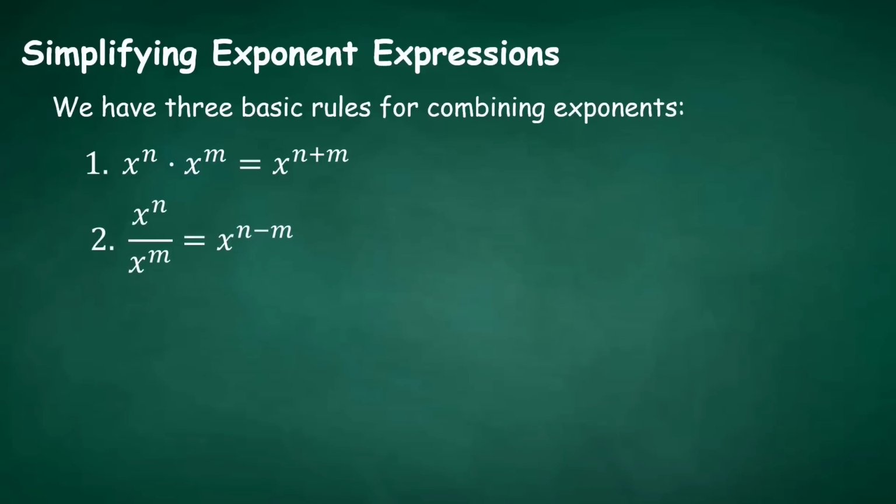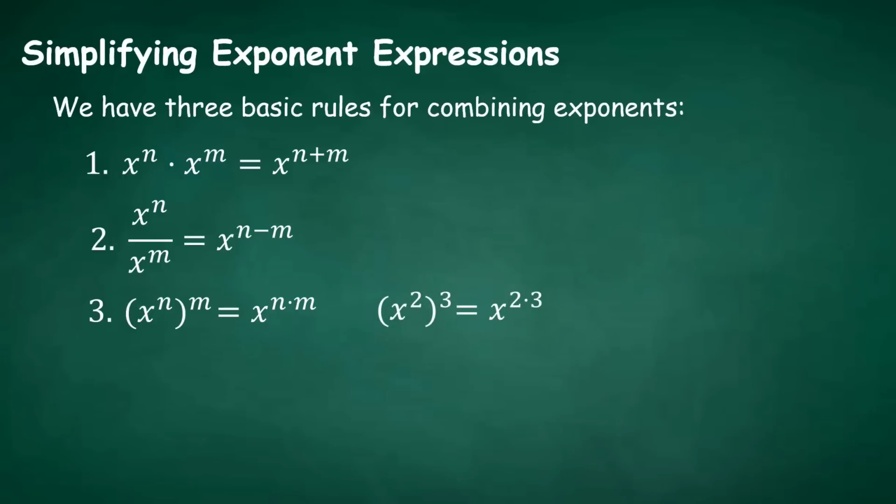2. x raised to the power of n divided by x raised to the power of m is equal to x raised to the power of n minus m. So, subtract the exponents when you are dividing terms with exponents. 3. x raised to the power of n, and also raised to the power of m, is equal to x raised to the power of n times m.